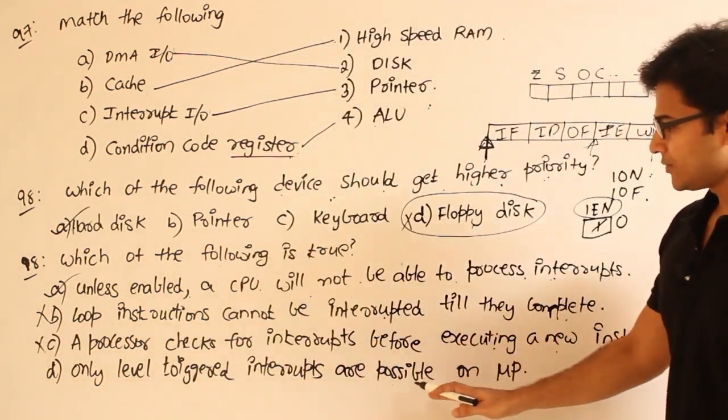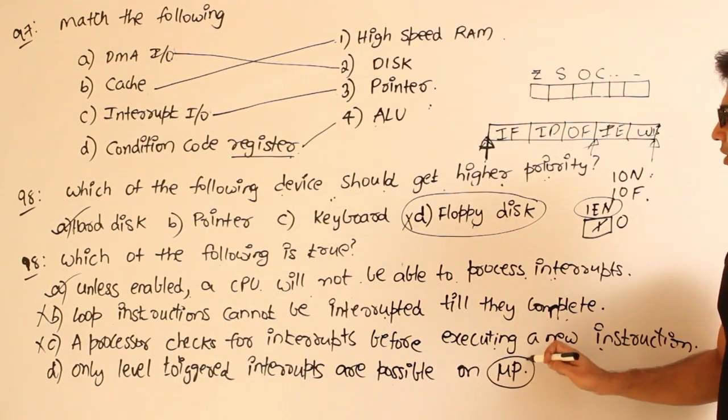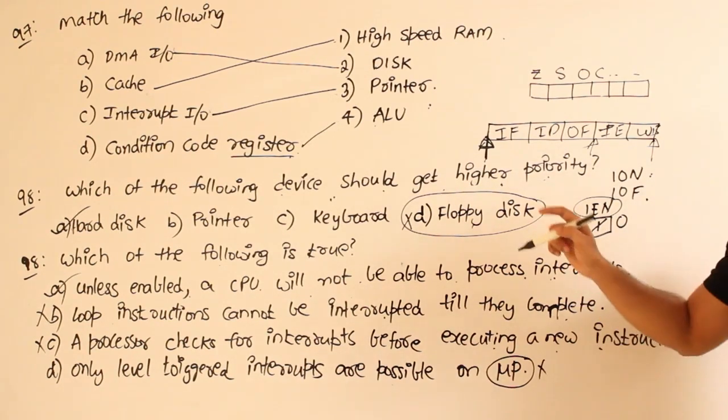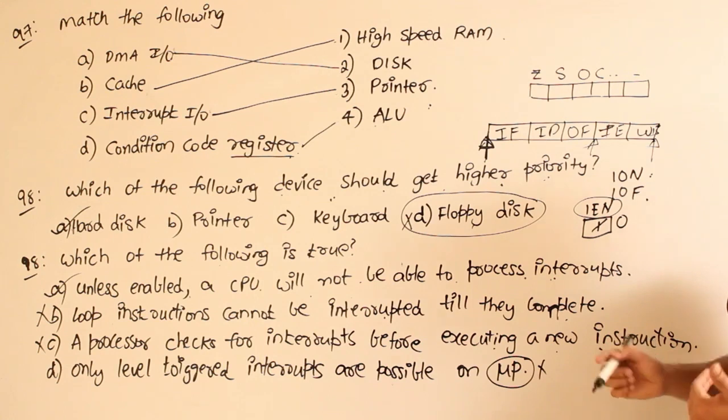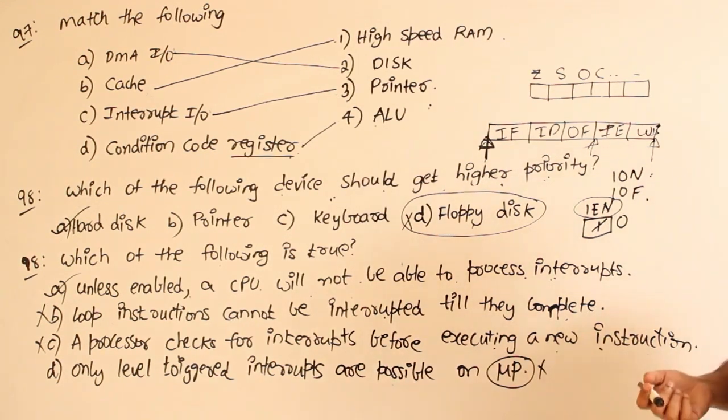Only level triggered interrupts are possible on microprocessors. Actually, microprocessors are not there in our syllabus. So this option D, I think it must be there in 1998. This is a 1998 question. It must be there in the 1998 syllabus, but presently we don't have it. But anyway, let me just answer it.